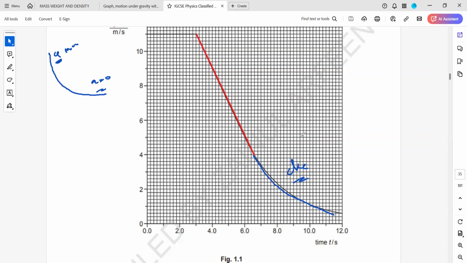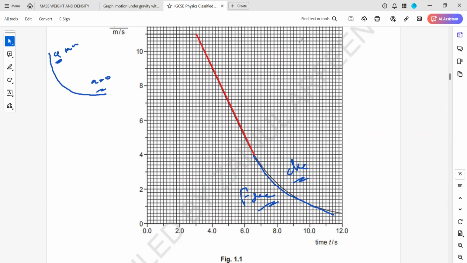If deceleration is decreasing, what happened to the force? Force and acceleration, and force and deceleration, are directly proportional. So the force will also decrease. Whenever acceleration increases, the force will also increase. If acceleration decreases, the force will also decrease. If acceleration is 0, the force will be 0.